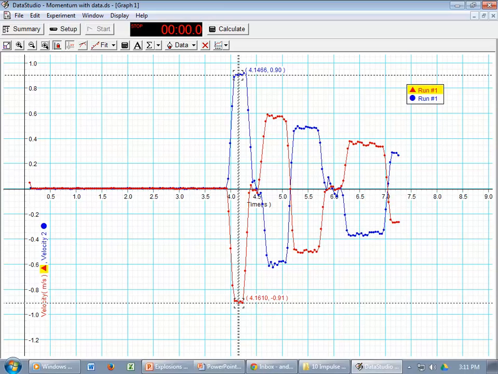So the red cart was going at about negative 0.91 meters per second. The blue cart was going at positive 0.90 meters per second. They're going in opposite directions. So again, you have to play with this a little bit over here to move these two, and that's all you really have to read. You don't really need all of these over here that happen afterwards, all the little extra collisions. We're really just analyzing one of them to see what's going to happen.